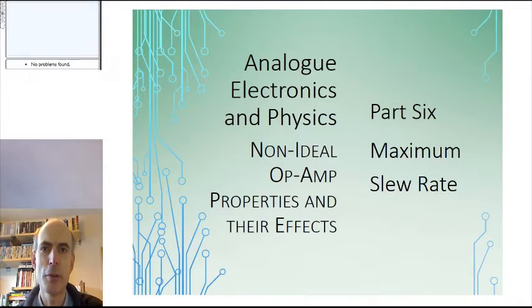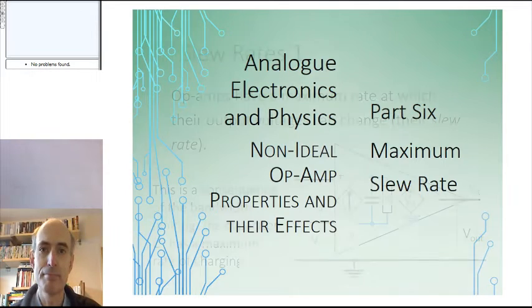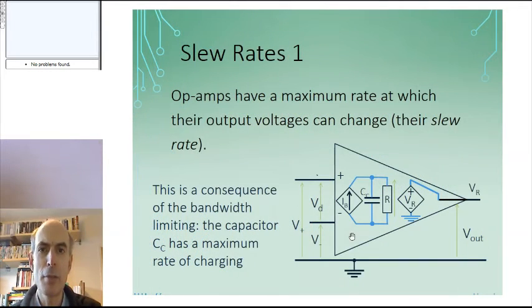Hello, and in the final one of these videos, I want to talk about slew rates in op-amps. The slew rate is the maximum rate at which the output of an op-amp can change. You can think of it as arising from this model of an op-amp, the one we used to derive the bandwidth of op-amps and op-amp amplifiers.